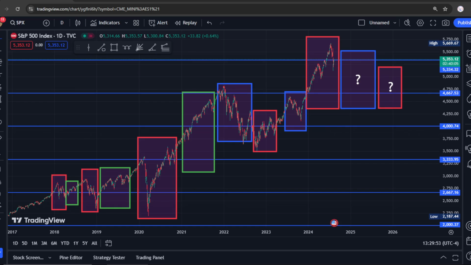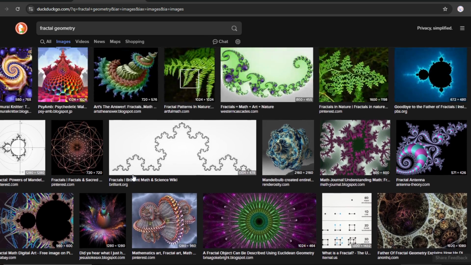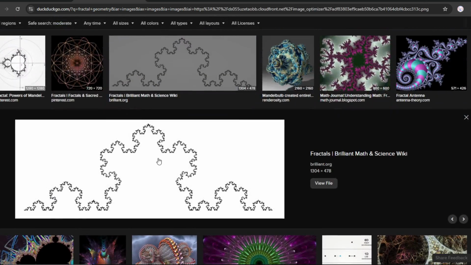In this video we're going to talk about windows of the future and the past, the fractal. And for those of you who are not familiar with the concept, a fractal is a set of repeating patterns that are separated by time. I found an example of one here, just on a simple search on DuckDuckGo.